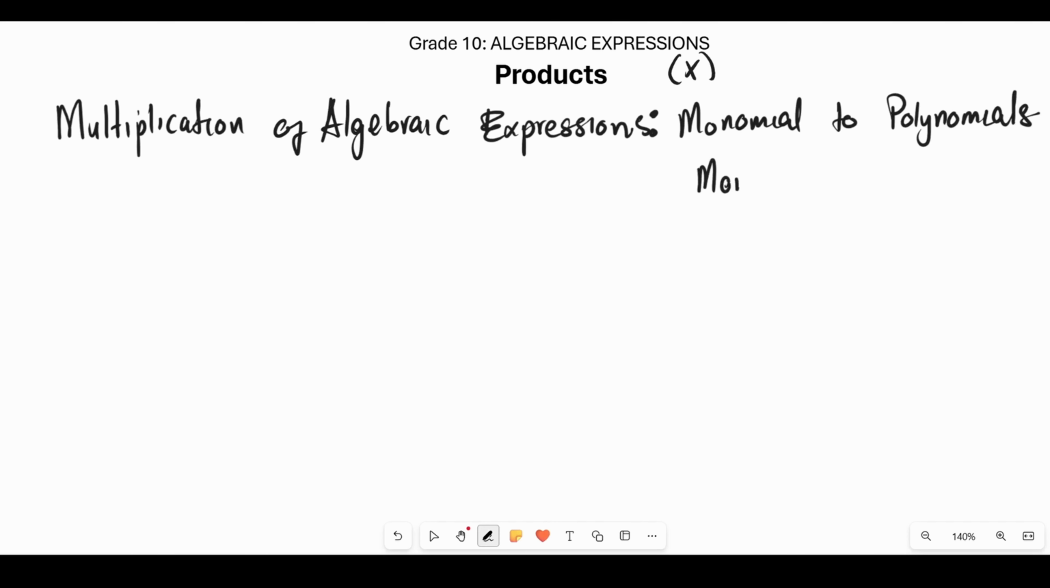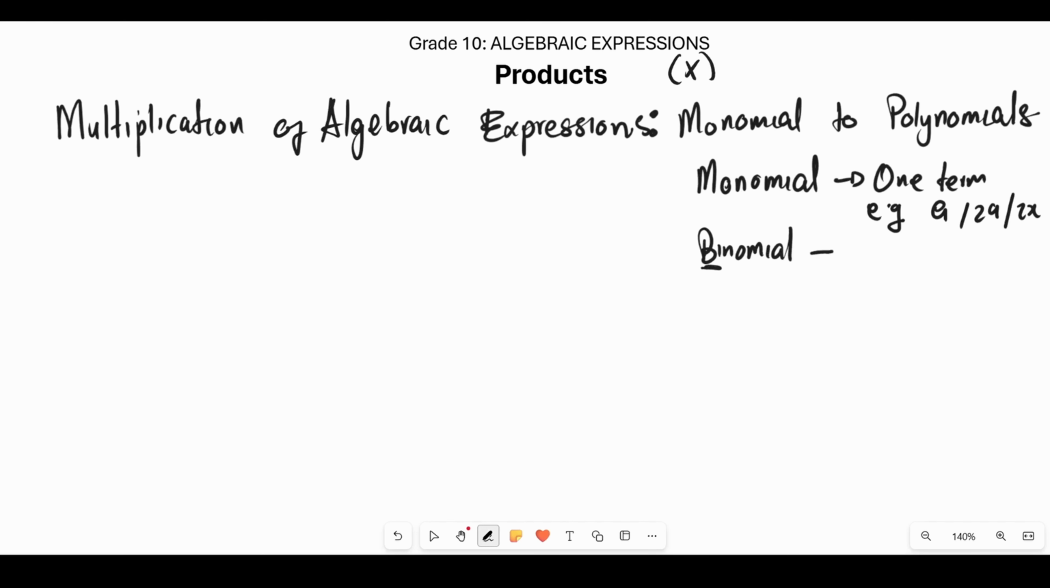Let's start with a monomial. A monomial, we're talking about anything that has one term. For example, a is a monomial, 2a is a monomial, 2x is a monomial. Then we're going to be talking about a binomial. So far, I think you understand anything that has bi, it means two. Binomial, it has two terms. It's going to be an example of maybe, let's say, 2a plus 3b.